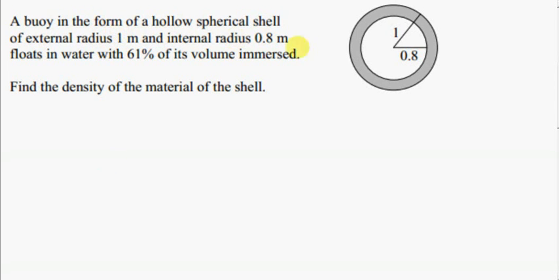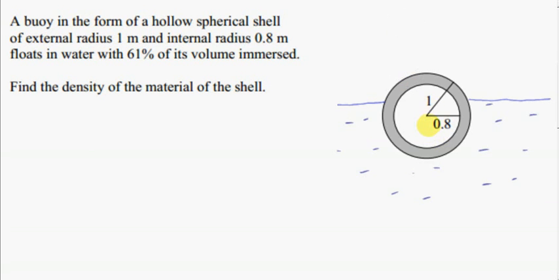A buoy in the form of a hollow spherical shell of external radius 1 meter and internal radius 0.8 meters floats in water with 61% of its volume immersed. Find the density of the material of the shell. Okay, let's look at the forces on it.